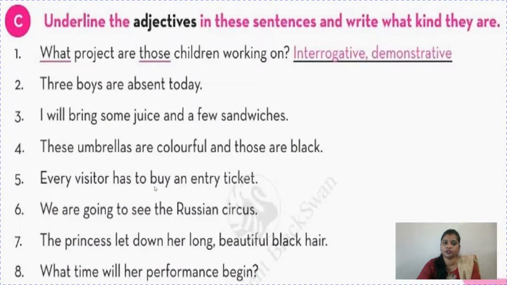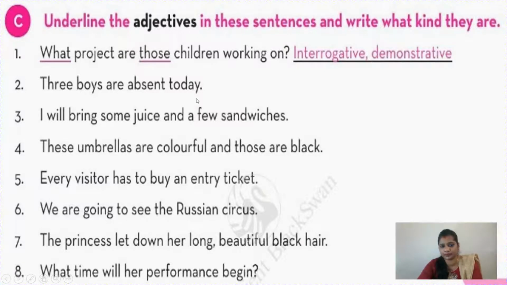Now what you have to do here, you have to underline the adjectives in these sentences and you have to write what kind they are. So let us write, what project? So children, project is a noun. So what is an interrogative adjective? Are those children working on? Children, it's a noun. So those, it's demonstrative.